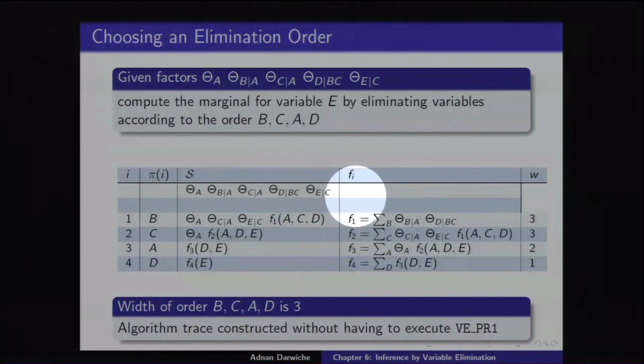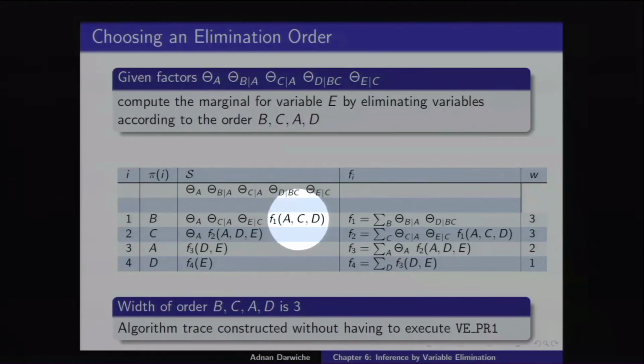So F1 is over which variables? A, C, D. Now here's my set of factors. I threw these two guys out from this and I replaced them by that guy. We're good? But look what I want you to do. I want you to keep track of W on this side. What was this? 3. Correct?